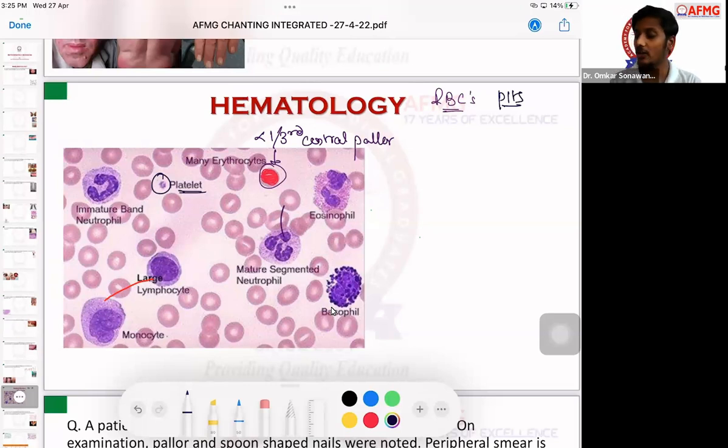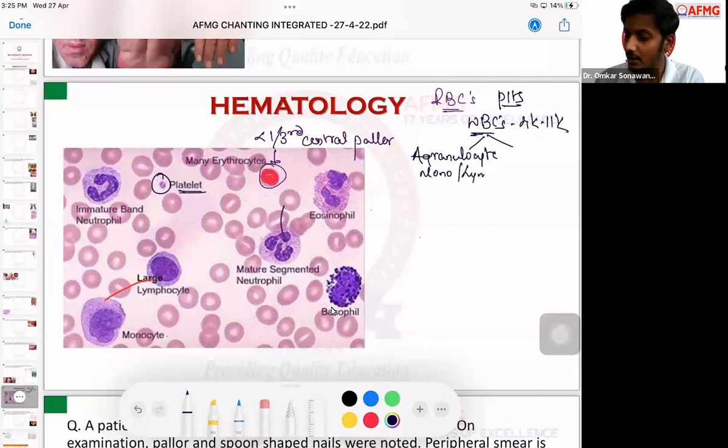Now, apart from that, if I talk about the WBCs, the normal count of WBCs is 4,000 to 11,000. WBCs can be of two types. Either these are agranulocytes, which will not contain any granules inside them, and these can be either monocytes or lymphocytes, whereas the other cells are called granulocytes, which will contain abundant granules in the cytoplasm. And these granulocytes are of three types. First is the neutrophil, second is the eosinophil, and third is the basophil.